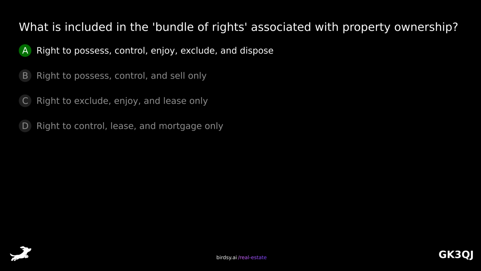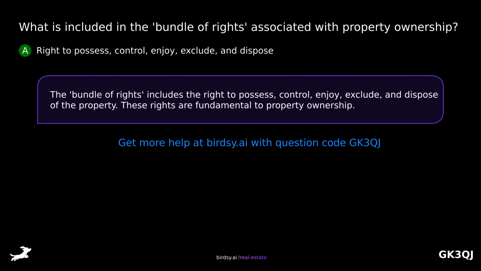The answer is A, right to possess, control, enjoy, exclude, and dispose. The bundle of rights includes the right to possess, control, enjoy, exclude, and dispose of the property. These rights are fundamental to property ownership.